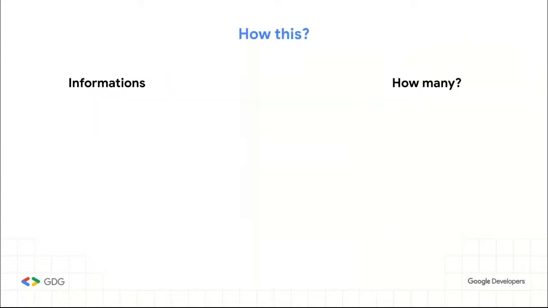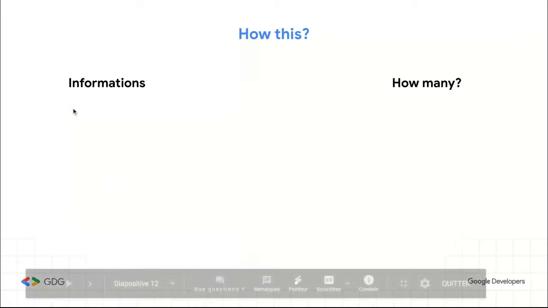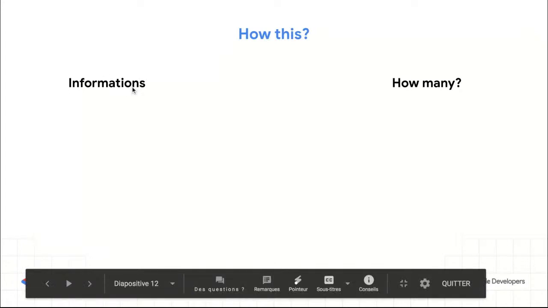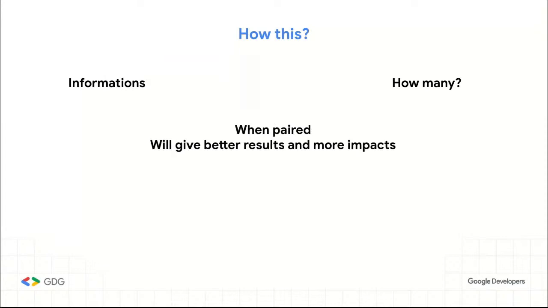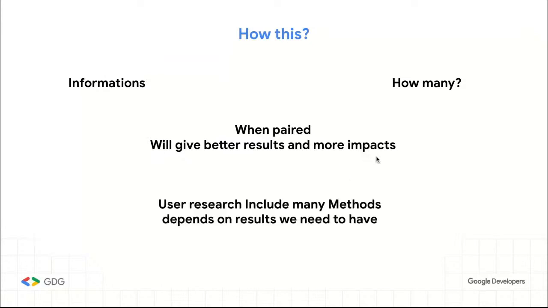How do we do this? We are going to start to analyze this. Actually, we have information on the right hand, and how much information. And when all this data is paired, it will give better results and more impact.